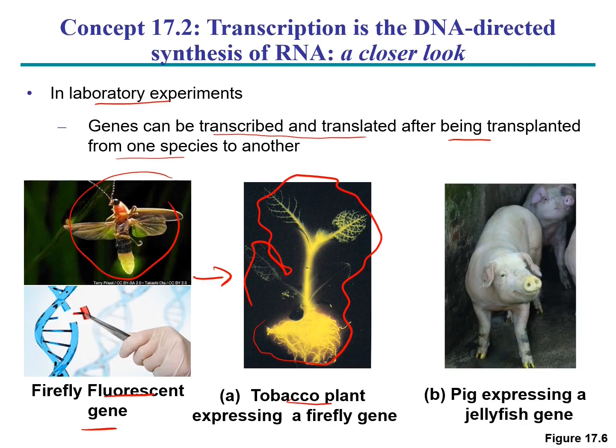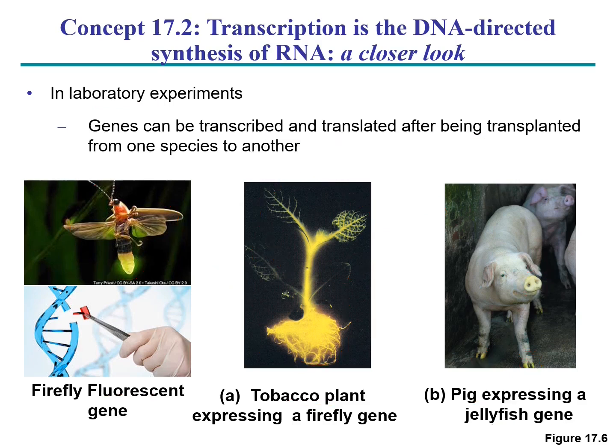Now, you can not only do that with plants, but also with, for example, pigs. If you see the nose and these structures, the pig is expressing a jellyfish gene. And why do we do that? Because, as we said, there is a universal genetic code. Now I want you to watch this video clip from your textbook that introduces the concept of transcription.